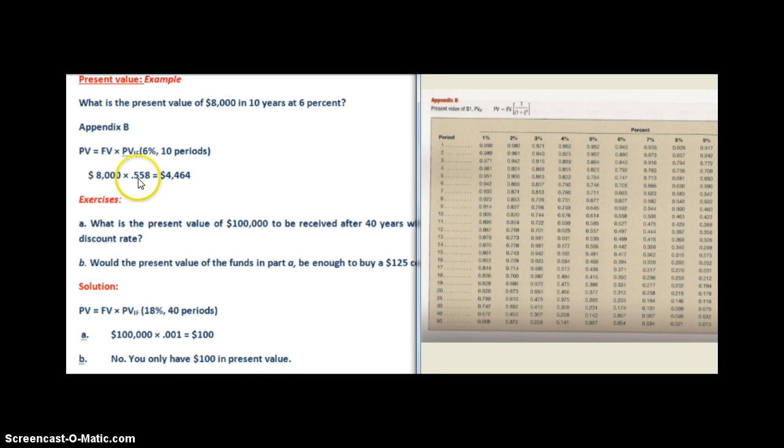This value you will use for the present value interest factor multiplied with the 8,000, which is the future value which you will get from the question, and that is equal to $4,464. Thus, the present value of 8,000 in 10 years at 6% interest is $4,464.